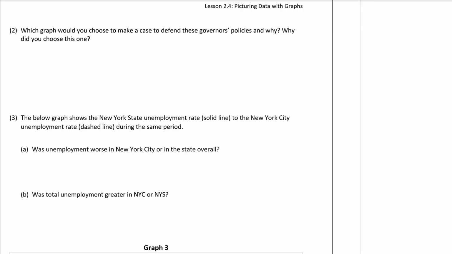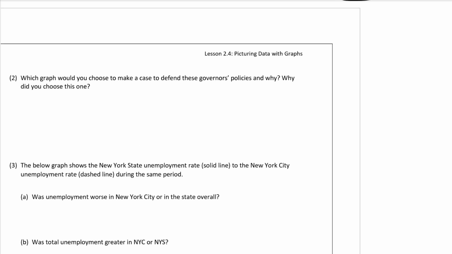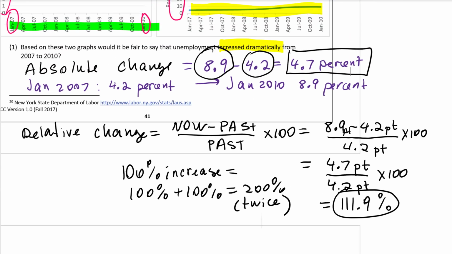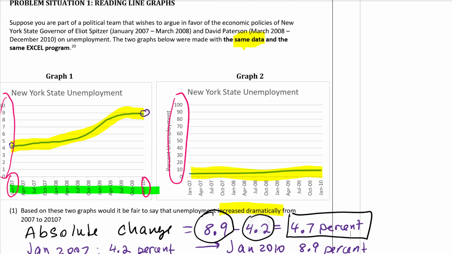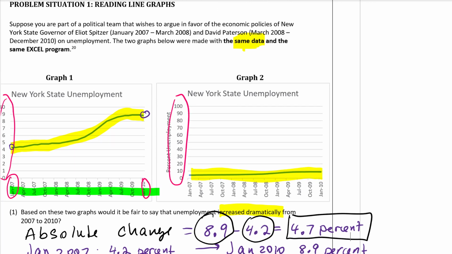Which graph would you choose to make a case to defend these government policies and why? All right, so what is the government policy? Spitzer was in 2007, 2008, so he was up to here, and Patterson was for the rest of the term, for the rest of the graph, right? So we can put S here for Spitzer and the other one, Patterson, right here.